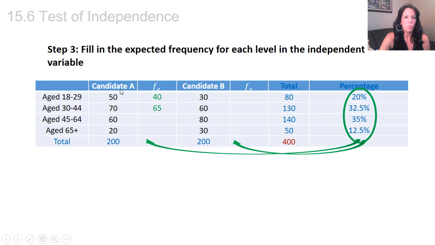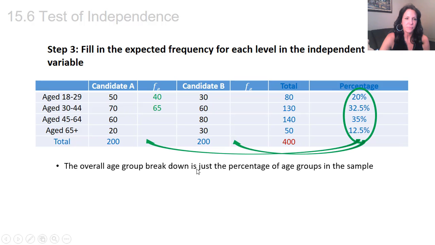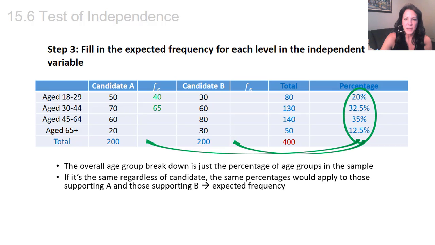So that means that when we're looking at just candidate A, 20% of the total votes for candidate A should be here in 18 to 29. So we take 20% times 200 to get 40. We take 32.5% times 200 to get 65, and we fill in these expected frequencies in this way. The overall age group breakdown is just the percentage of age groups in the sample, and it's the same regardless of the candidate. The same percentages here are going to apply to this candidate as well.